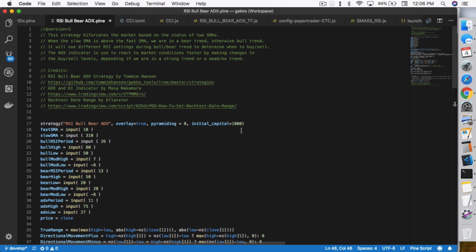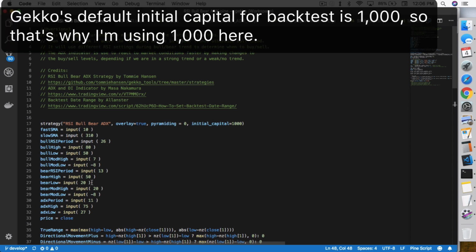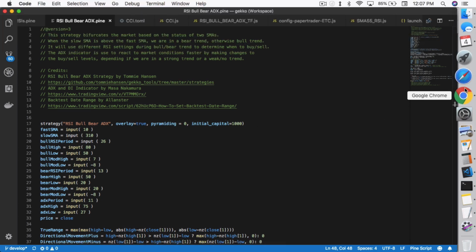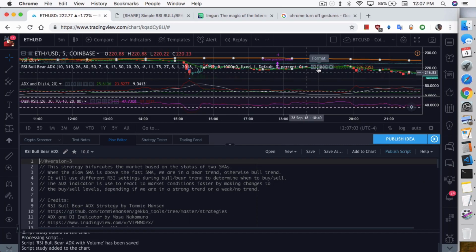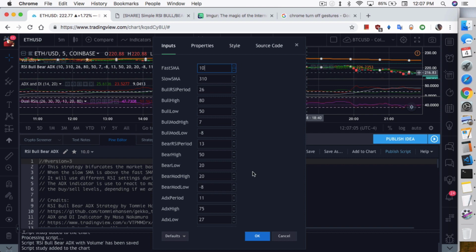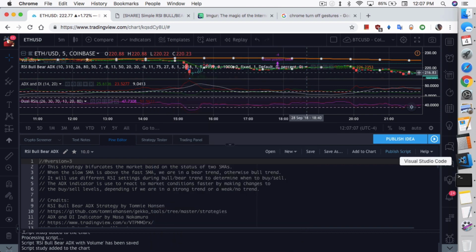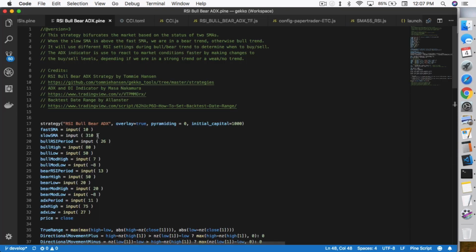So initial capital we're setting to 1,000, and then all these input settings. So again, this is what you saw in the format section. Under settings, going back to here, if you click on format, you'll see the different settings. So this is what lets you modify those settings. By putting all these variables in and putting input in front of them, you'll be able to modify these settings. These numbers are the defaults. After that, you can change them to whatever you want in the strategy itself.